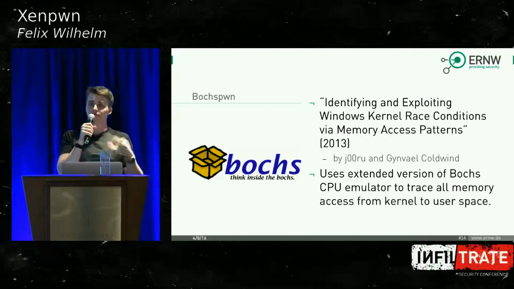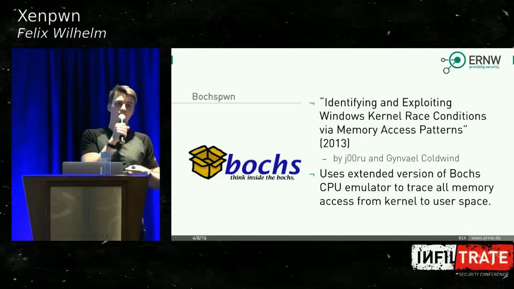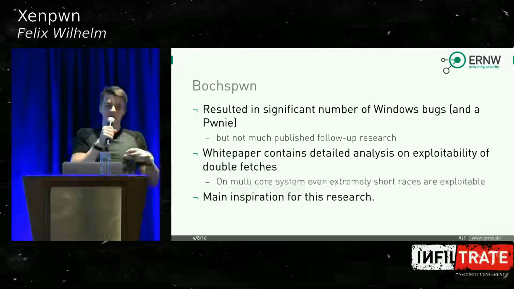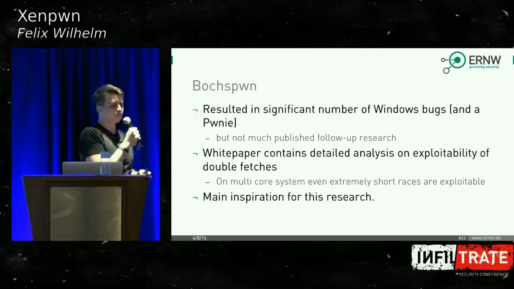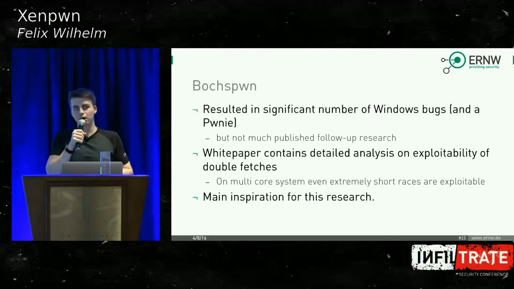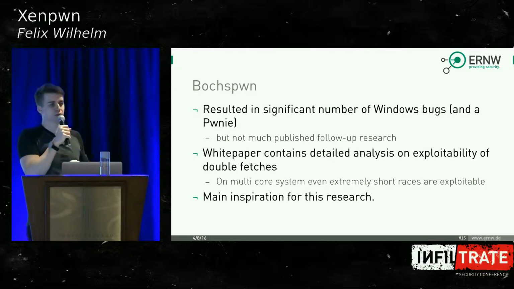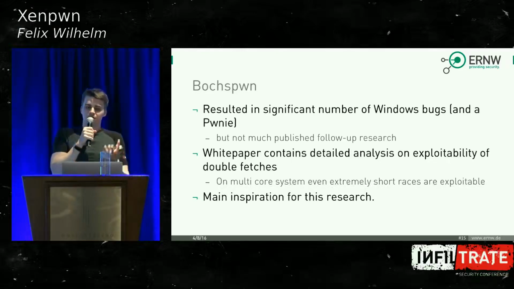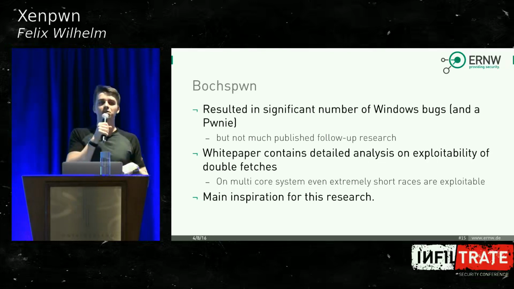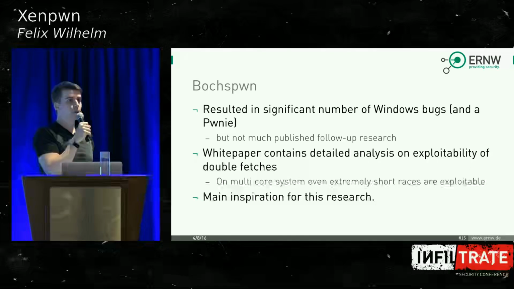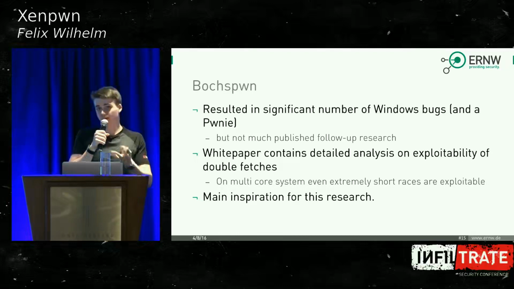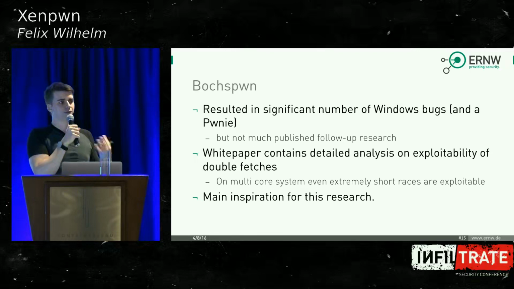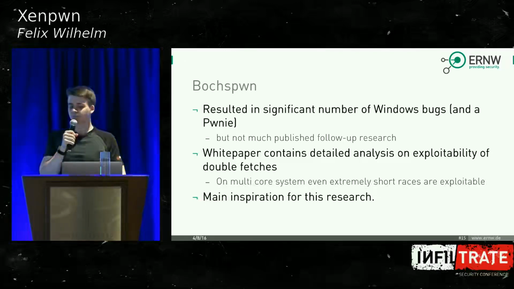So they look if the kernel accesses a user space address multiple times in a row. And they used Bochspwn, and they discovered a significant number of Windows bugs, local privilege escalation bugs in the Windows kernel. They also won a well-deserved Pwnie for their research. But interestingly, nobody really followed up on that. They published their white paper, they published the open source, so they basically published their whole code. But nobody used it for different targets or something like that.